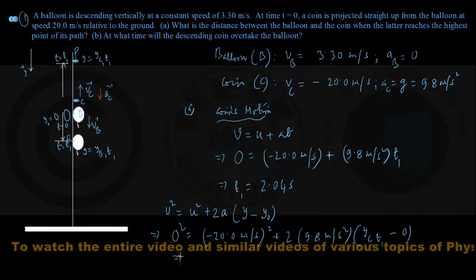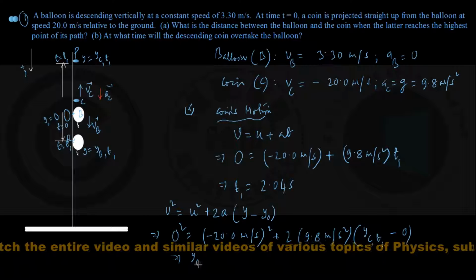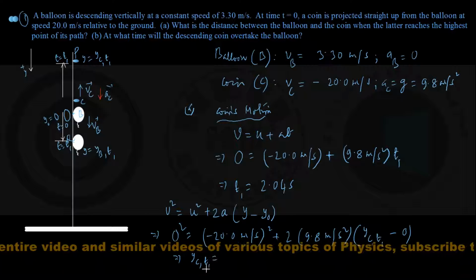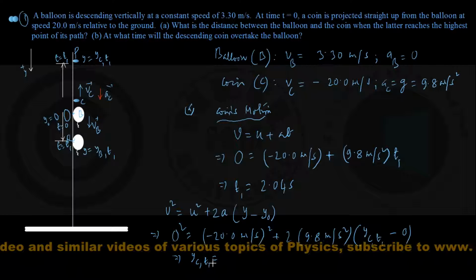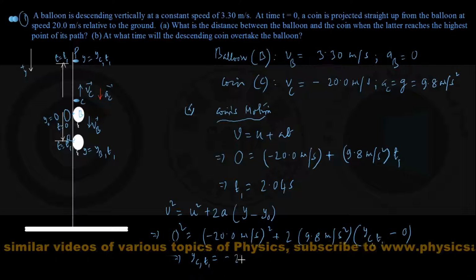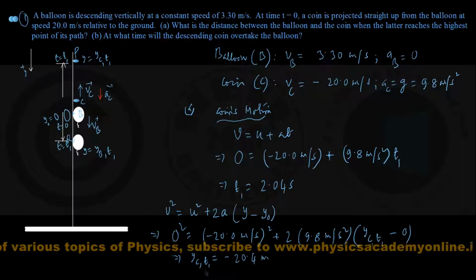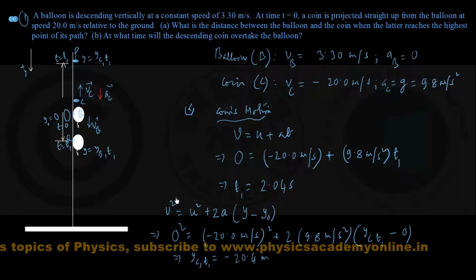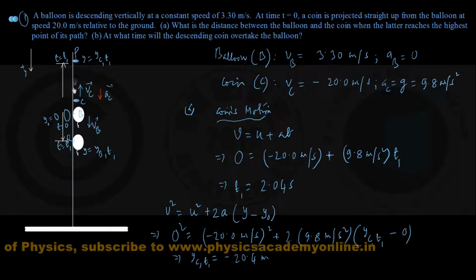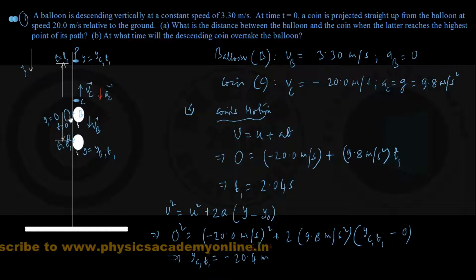And from this you solve and show that the value of yc at t1 is coming out to be minus 20.4 meters in 3 significant figures. Why is the value negative? The position coordinate of this coin at the highest point is in the upward direction from the origin taken to be O, and that, according to my sign convention, is the negative direction. Therefore, I get a negative value of minus 20.4 meters for the position coordinate of the coin at the highest point of its path.